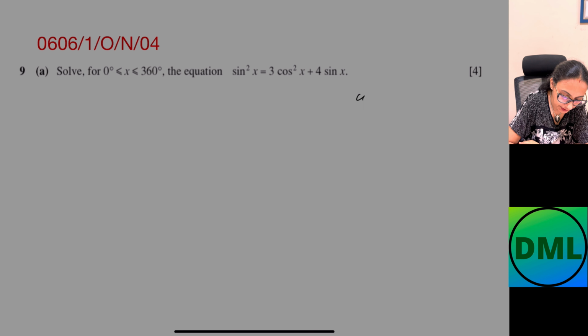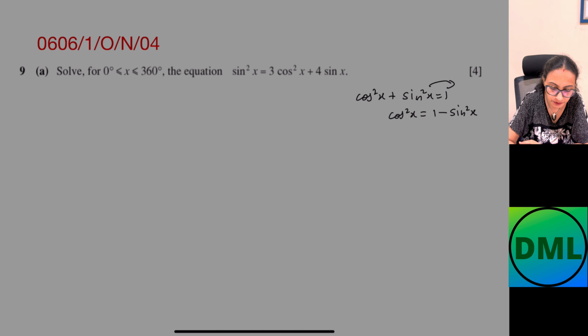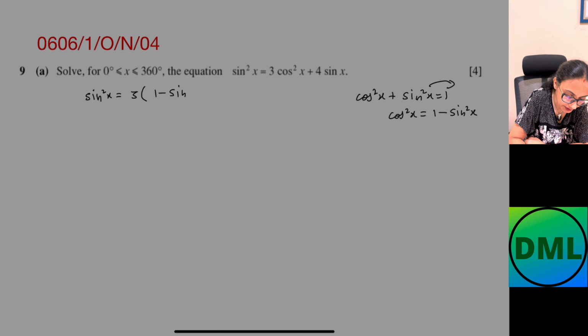We know the formula that cos square x plus sin square x is equal to 1. From here, cos square x will be given by 1 minus sin square x. Move this on the right hand side. We will substitute this value of cos square x in the equation. Sin square x is equal to 3 times bracket 1 minus sin square x plus 4 sin x. Let's open the bracket here. Sin square x is equal to 3 minus 3 sin square x plus 4 sin x.